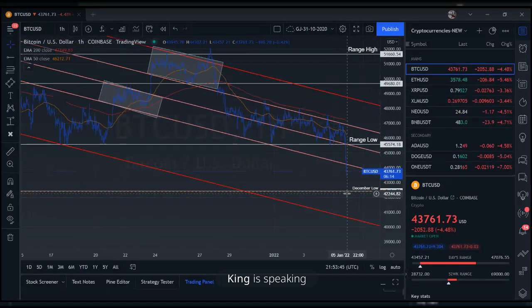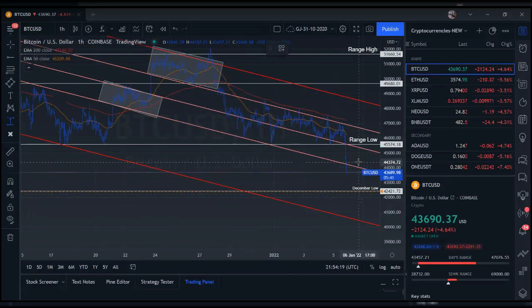I do think we go lower to 40k, and I might look at lower time frames to get in on that trade once we get to this December low. But from here, 42,500 is about 4%, I think, from 44,300. And my stop loss, I think this is more of a 1-to-1 trade. Yeah, so something like that.